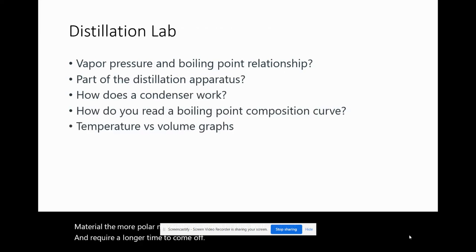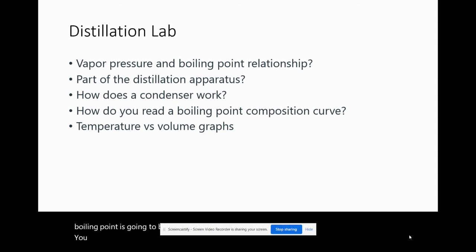The distillation lab, you should understand the vapor pressure and boiling point relationship. So the higher the vapor pressure is, the more the material wants to go into the vapor phase, the lower the boiling point is going to be.